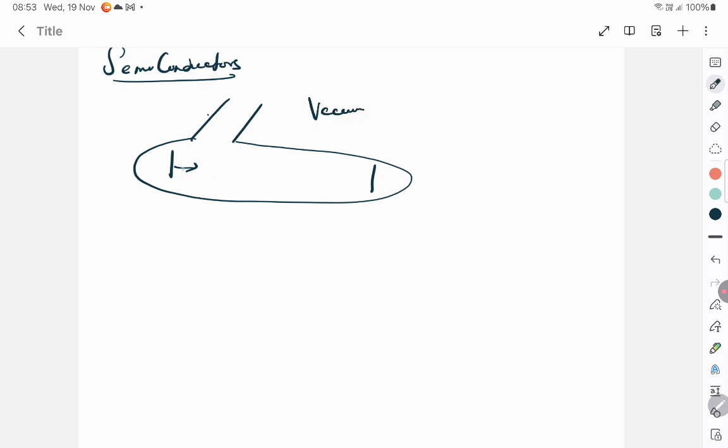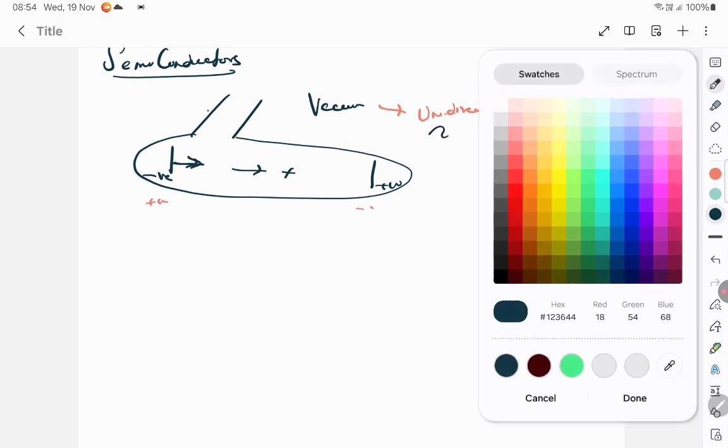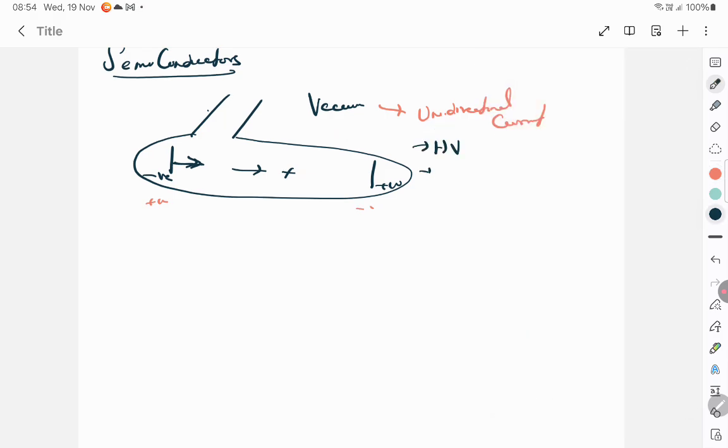So in vacuum tubes, if you want the electron current to flow like this, you keep this as negative and this as positive. If you want to change the direction of the current, you keep this positive and this negative. So vacuum tubes allow unidirectional current to flow through them. You need a high voltage and high power to operate this. Unidirectional current is an advantage, but it needs high voltage and high power. Its longevity is not long lasting.